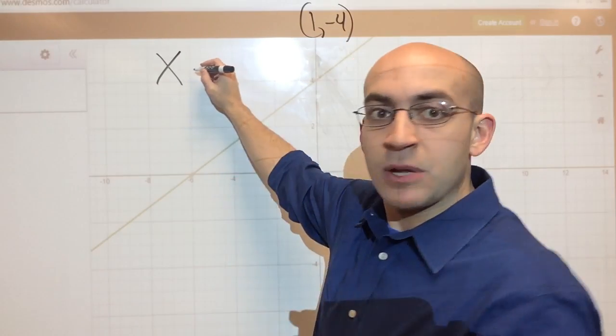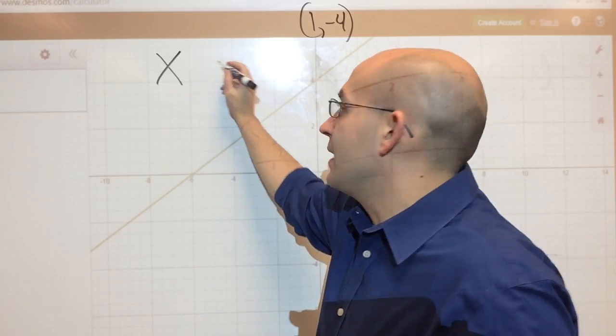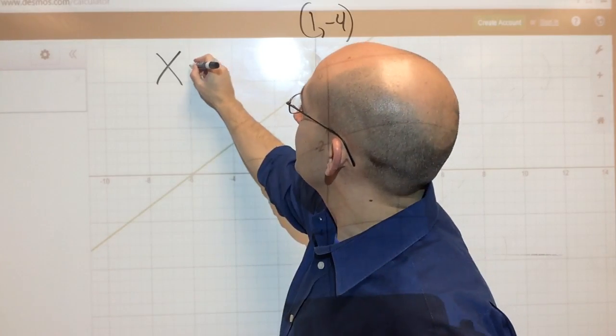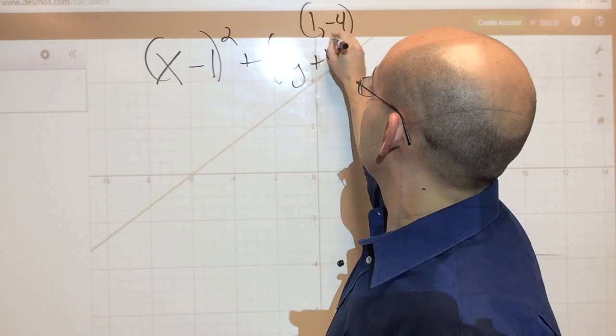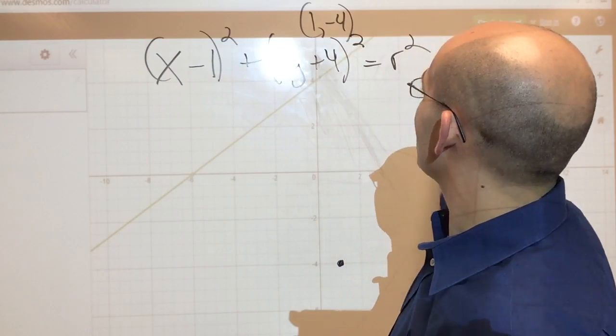So I can pretty much plug in everything except for the radius. I don't have that yet, which we're going to find out very, very shortly. So this is x minus 1 squared plus y plus 4 squared equals some r squared.